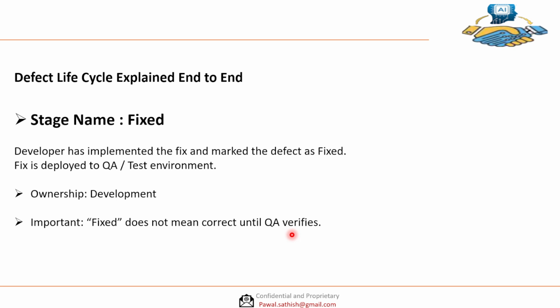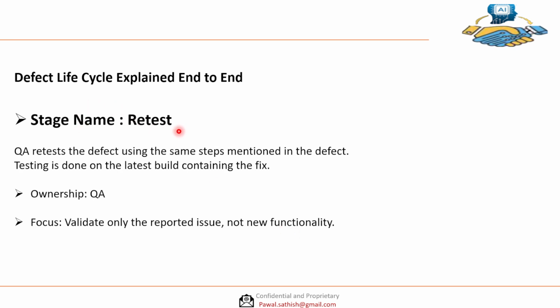Next stage is Retest. Once the defect is fixed, QA retests the defect using the same steps mentioned in the defect. Testing is done on the latest build containing the fix, and it's focused on validating only the reported issue, not new functionality, and that the reported issue is working as per the mentioned steps. Then we'll resolve it.